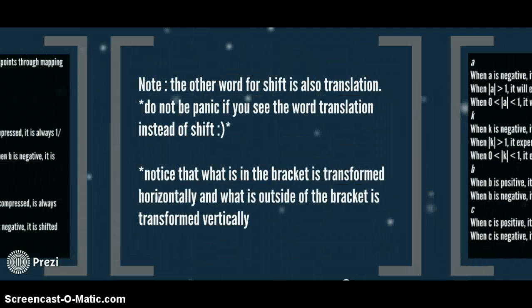Important note, the other word for shift is also translation, so do not be panicked if you see the word translation instead of shift. Also, notice that what is inside the bracket is transformed horizontally and what is outside of the bracket is transformed vertically.